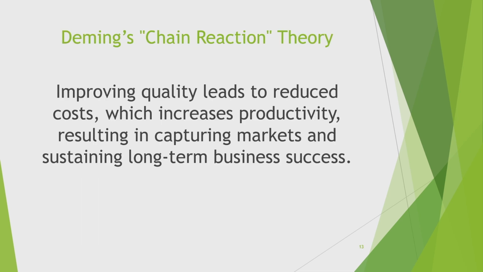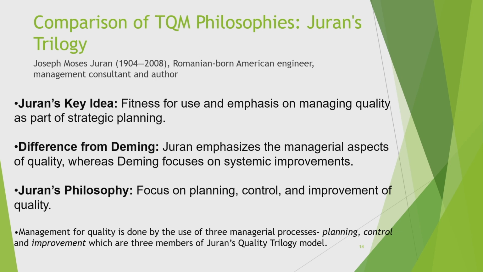And Deming also gave chain reaction theory. He said improving quality leads to reduced cost, which increases productivity, resulting in capturing market and sustaining long term business success. So, therefore, quality should be improved and it reduces the cost also in the long run. Now, let us compare this philosophy of Deming with other persons' work.